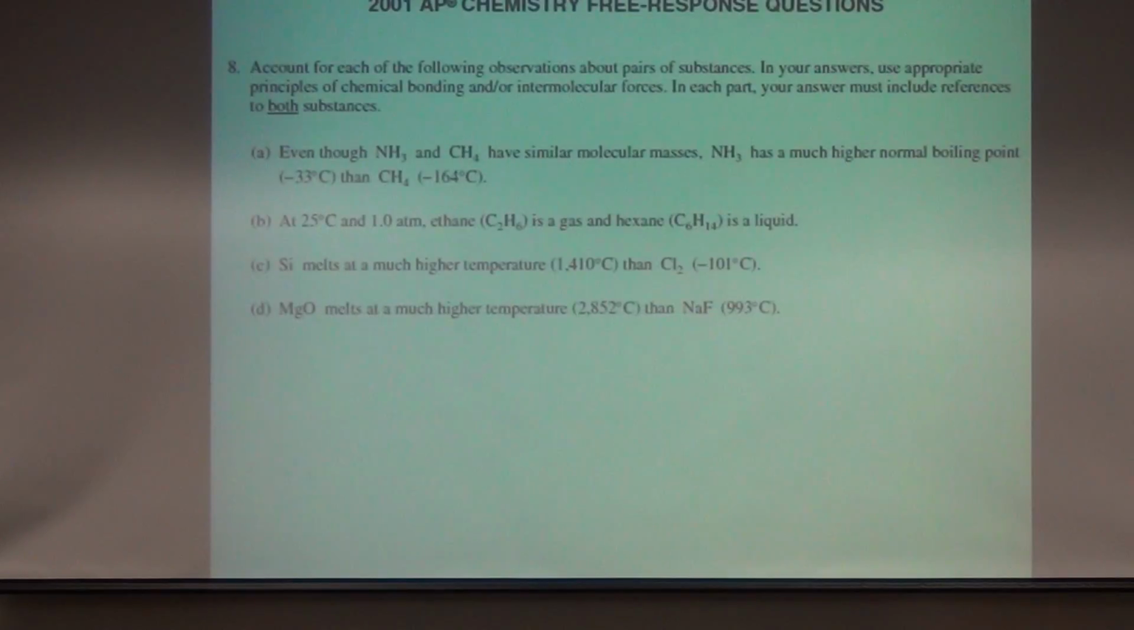To be honest, I forgot to put the answer. I can do this really fast, I'm just going to say it verbally. What you're supposed to do is talk about both substances. Even though NH3 and CH4 have similar molecular masses, NH3 has a much higher normal boiling point than CH4. Why? NH3 has H bonding, CH4 does not. So it has higher IMFs. This has no other answers.